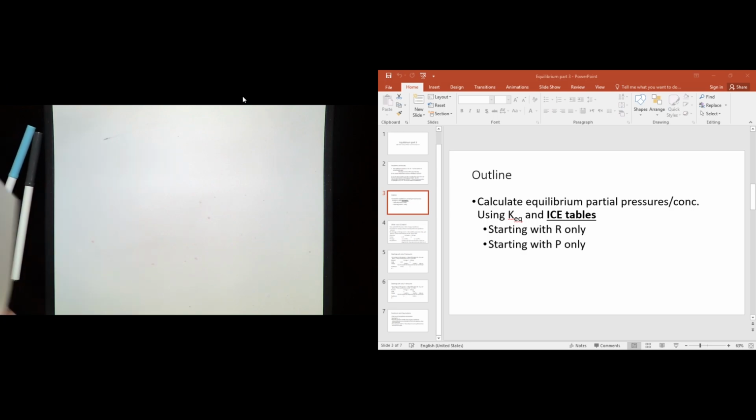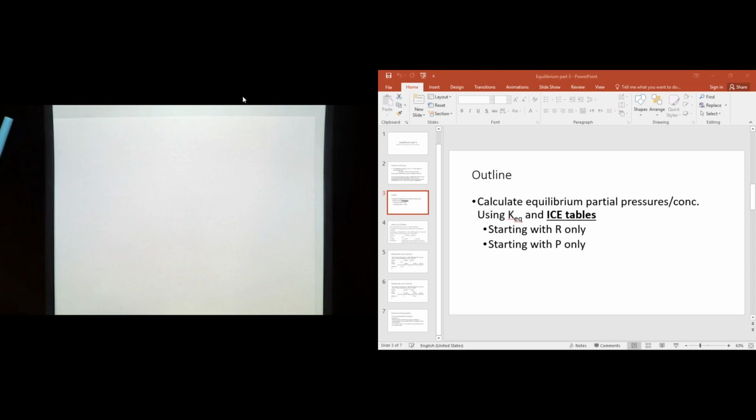And this is really a huge, important learning outcome for our course. RICE tables, or ICE tables as they are also called. Either way, this is really important. We're going to use it on almost every single exam. It's going to be all over the final, so please spend some time in this content.